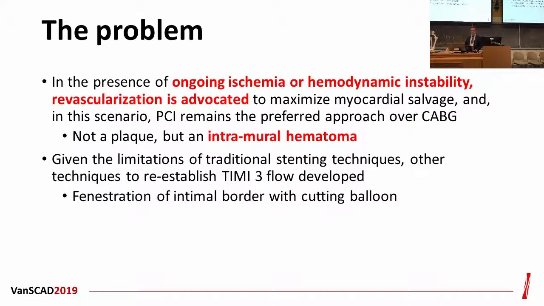But although we want to be conservative, in some patients you have to do something. They have ongoing ischemia, they're unstable. Even in the ones who are in shock, even if you put an Impella, obviously you won't let the heart go to a big MI. You want to reperfuse the heart, right? So you need to reperfuse this patient. And you're not dealing with a plaque, it's an intramural hematoma.